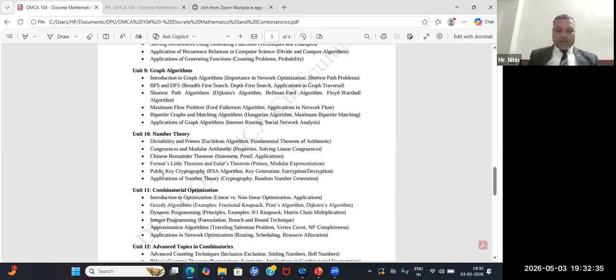Then we have Fermat's Little theorem and Euler's theorem. Then public key cryptography, specifically the RSA algorithm, key generation, and encryption and decryption. The last part of unit number 10 is application of number theory. There are a number of fields where we use number theory, but as per the syllabus, it is specifically related to cryptography and random number generation. Okay, let's start with unit number 10.